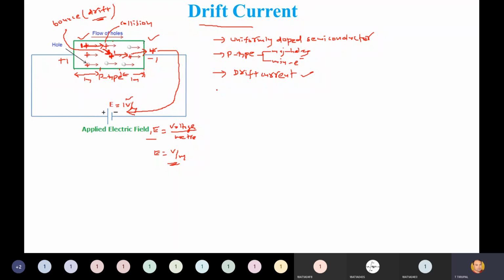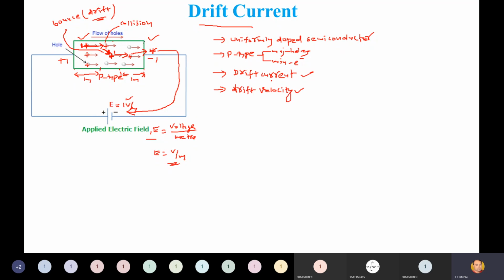Now, while the charge carrier is moving from one position to another position, it possesses some velocity. That velocity is called drift velocity. The velocity possessed by the drifting charge carriers from one point to another point is called drift velocity.